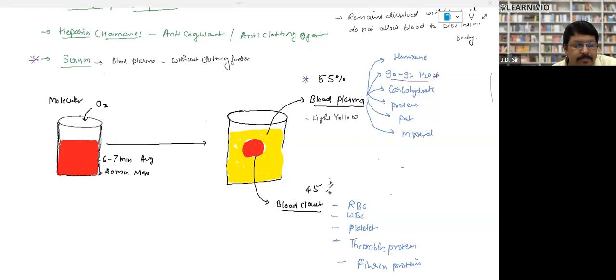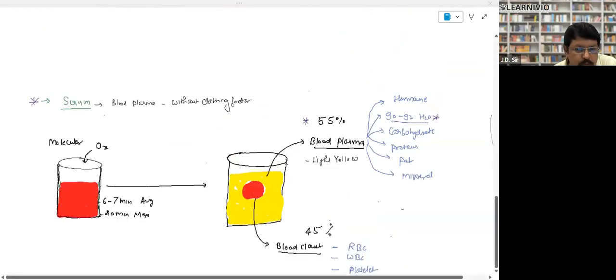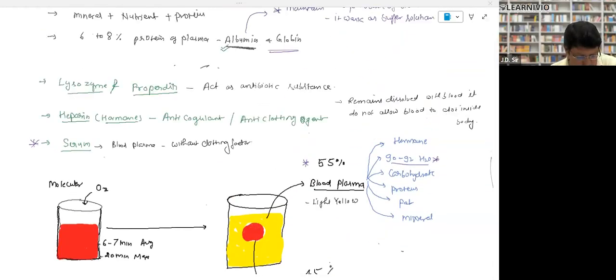Noted? Done? Yes. Fine. So this was blood and the clotting part. Heparin, I have already told you. Blood serum, I have already told you. Yeah, the question.